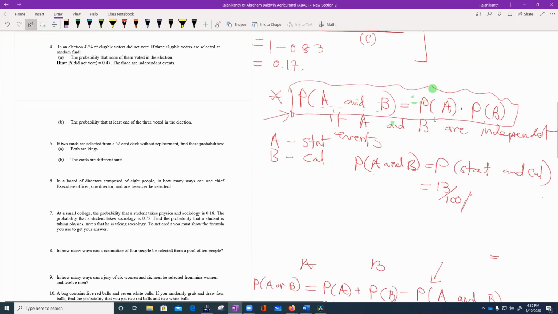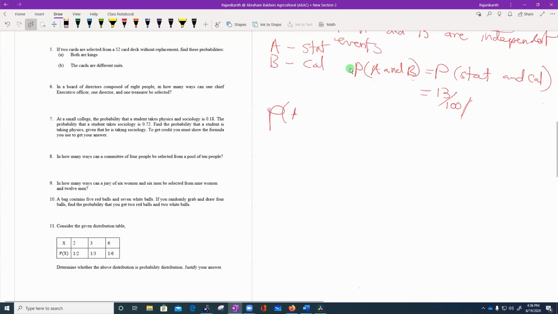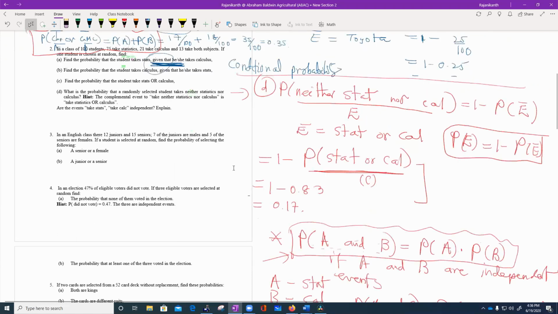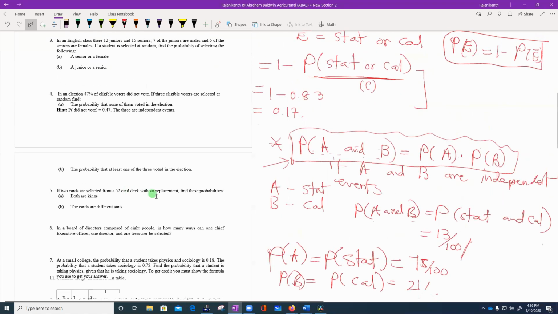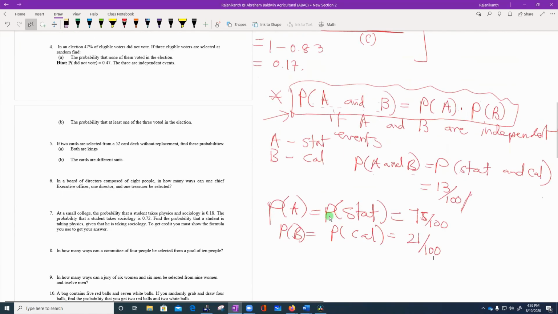Now I am going to find P of A and P of B. Let us find those two. What is P of A? Probability of stats. How many of them are taking statistics subjects? I think it's 75. Yeah, 75 out of 100. Then what is the probability of B? That means the probability of calculus. What is that? 21. Right? Yes, 21. Now I have all 3 numbers here.